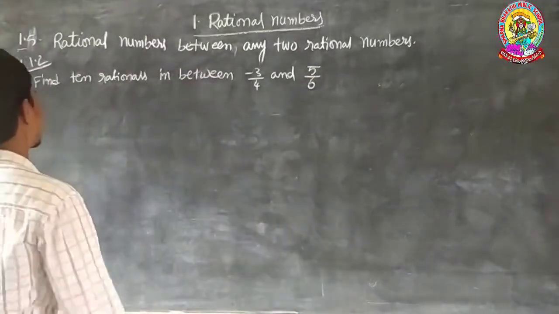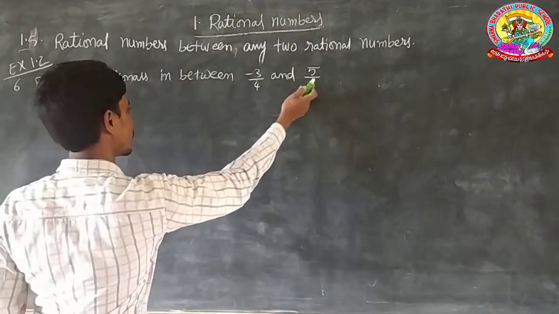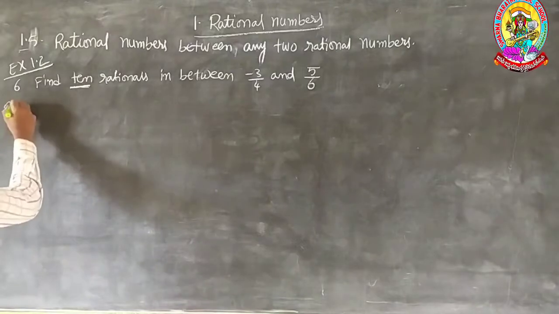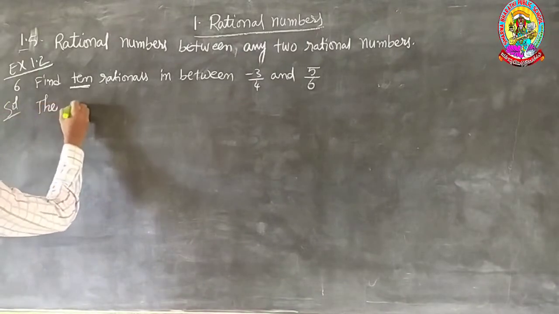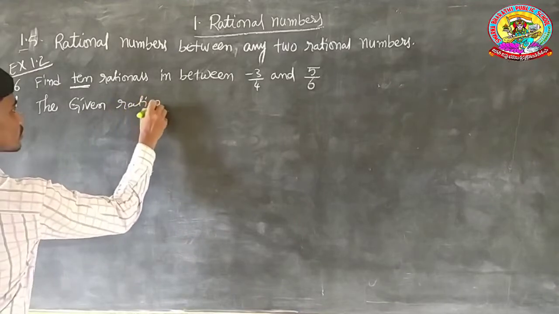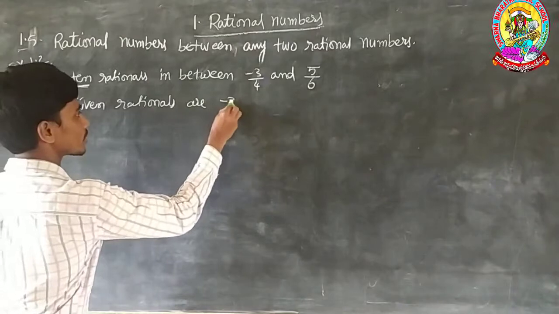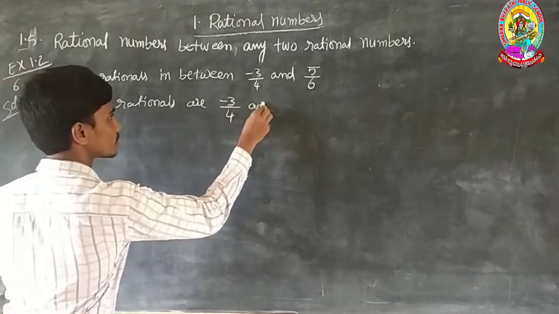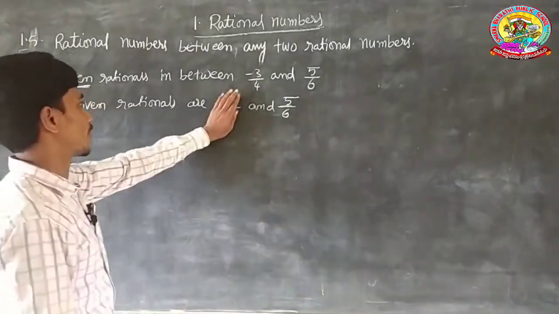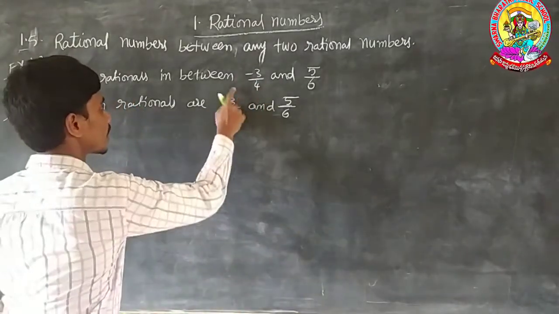Now find 10 rational numbers in between -3 by 4 and 5 by 6. That is the given sum. So first, the given rationals are -3 by 4 and 5 by 6. Observe that -3 by 4 and 5 by 6 are unlike fractions.